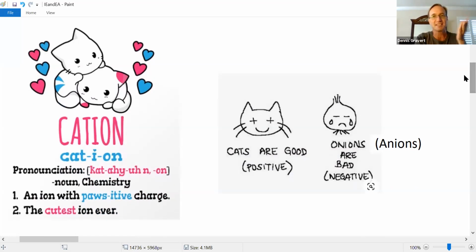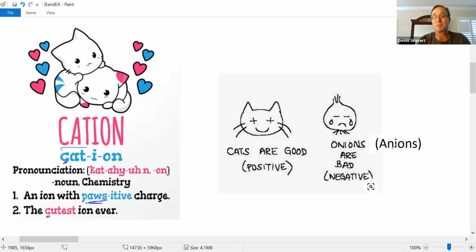I'm visual. These help me remember that cations are positive because the word cation starts with the word cat. Cats have paws. Neat little pun there, right? So cations are positively charged. Meow. They're the cutest ion ever. So the word cute starts with a C. That reminds you of a cute cat. Oh yeah, cations, cutest, positively charged.